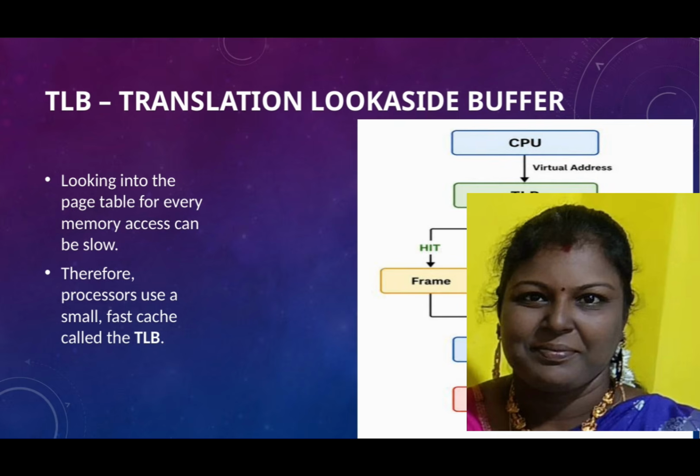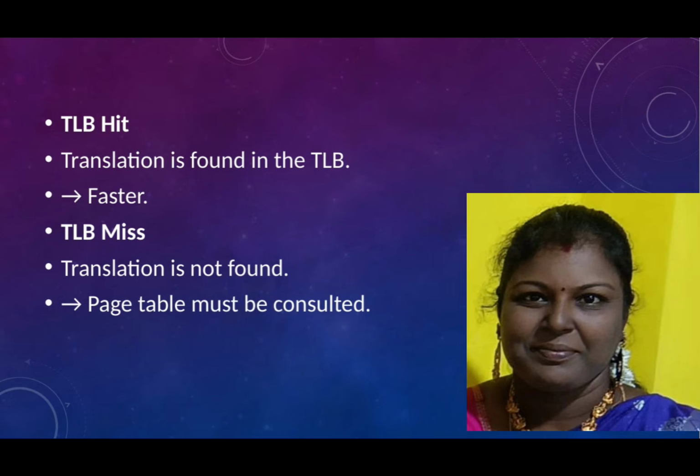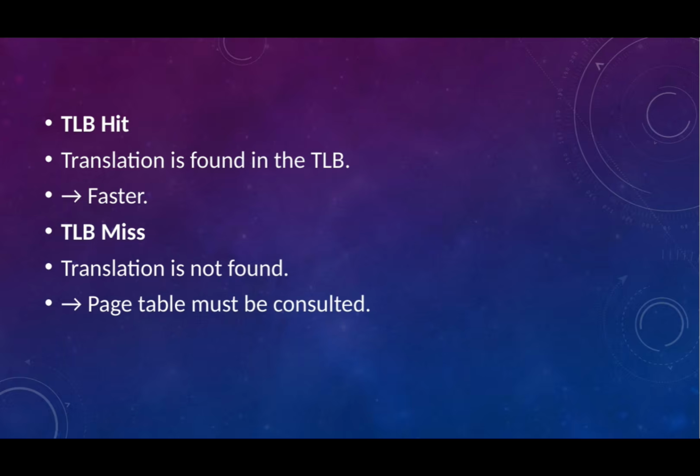Let's talk about how the Translation Look-Aside Buffer, or TLB, works. When there's a TLB hit, it means the translation we need is already stored there, so things happen faster. But if there's a TLB miss, the translation isn't found in the buffer. That means the system has to check the page table, which takes more time. This simple hit or miss process has a big impact on overall performance.